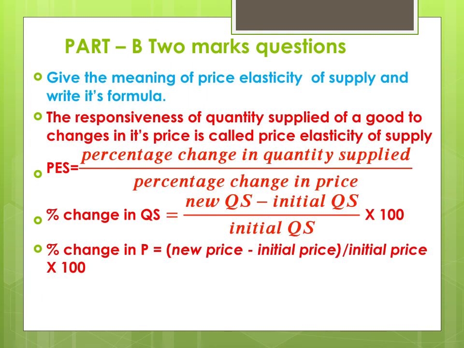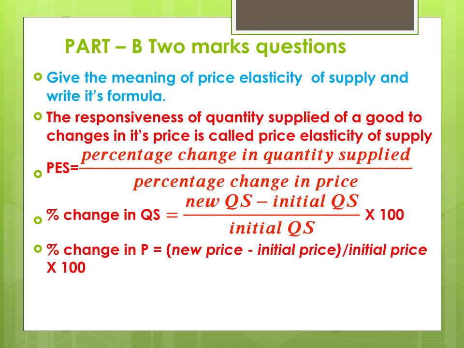Give the meaning of price elasticity of supply and write its formula. The responsiveness of quantity supplied of a good to changes in its price is called price elasticity of supply. It is calculated by using the following formula. Price elasticity of supply is equal to percentage change in the quantity supplied divided by the percentage change in price.